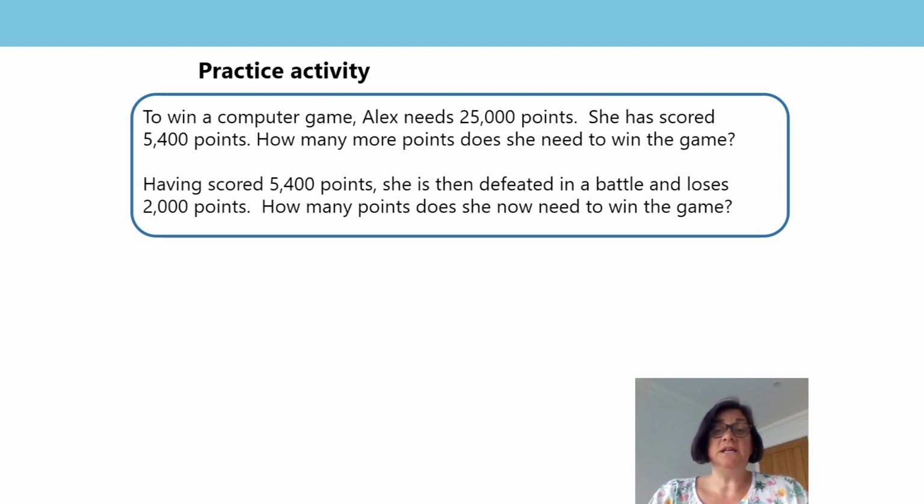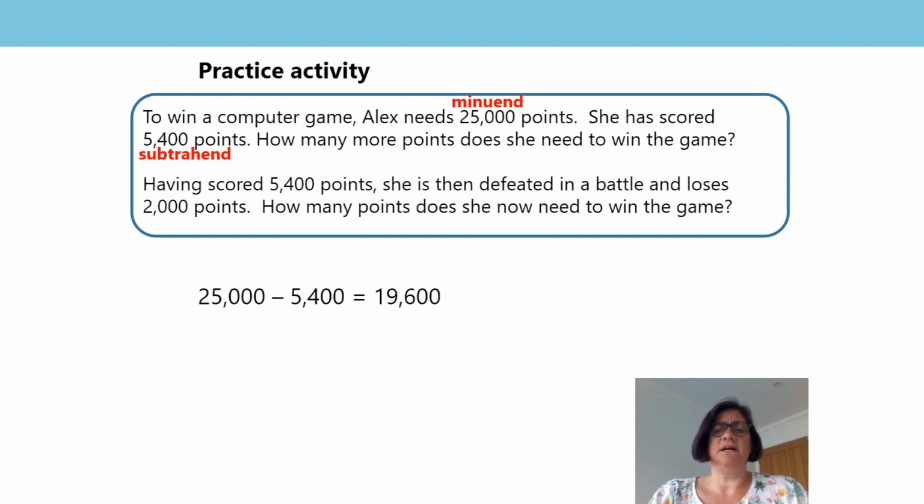The number of points she needs is the minuend, 25,000. The number of points she scored already, 5,400, is the subtrahend. And the number of points she needs to win the game is the difference. Here's the equation I used to work out that she needs 19,600 to win the game. That answered the first part of the question, but the second part asked me how many points she needs to win after she loses 2,000 points in a battle.